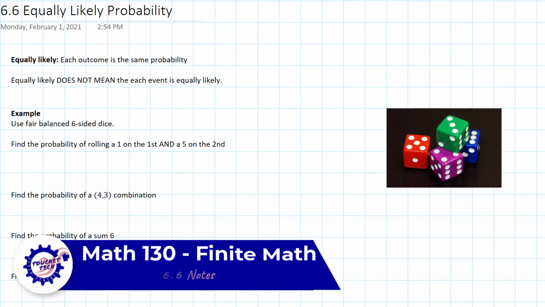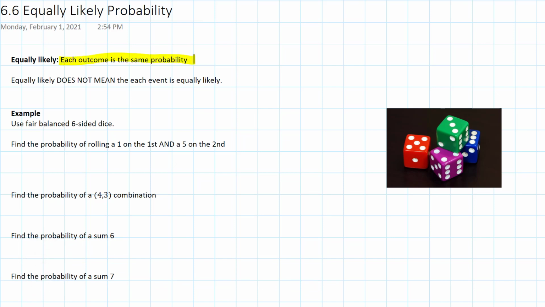All right, let's talk about equally likely probabilities. So in probability and statistics, we have a term, equally likely, and we're going to talk about each outcome having the same probability. This is one of those where you need to understand the vocabulary and be a little clear. Equally likely doesn't mean that each event is equally likely to happen. It means that each outcome is equally likely to happen.